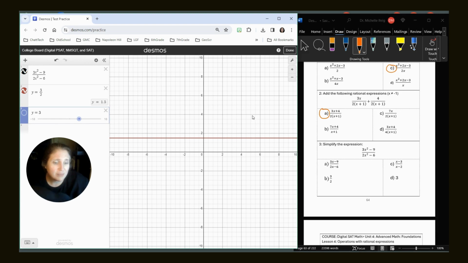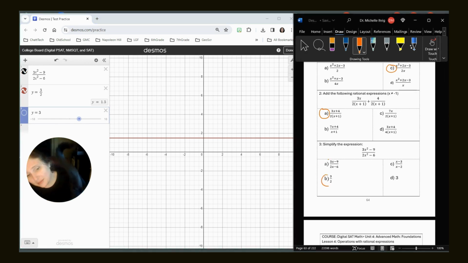Okay, just because I feel like being a teacher right now, let me show you how you would really do this. Here, I can factor out a 3, and 3x squared divided by 3 is just x squared. 9 divided by 3 is 3, and the minus sign stays. Here, 2 and 6 have 2 in common. 2x squared divided by 2 is x squared. 6 divided by 2 is 3, and the minus sign stays.